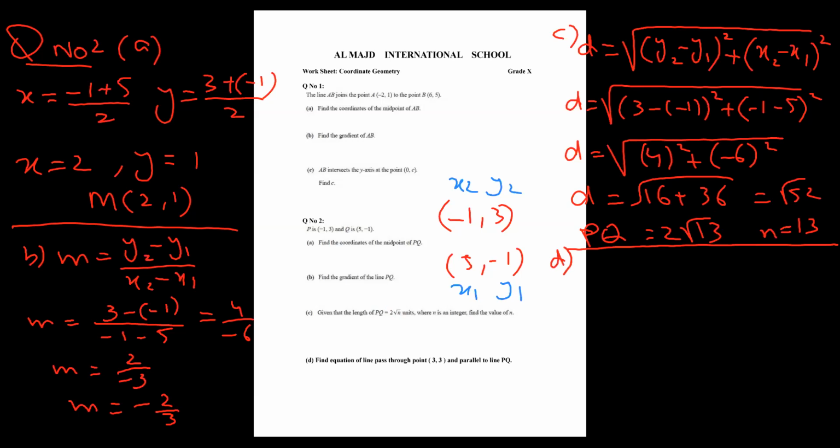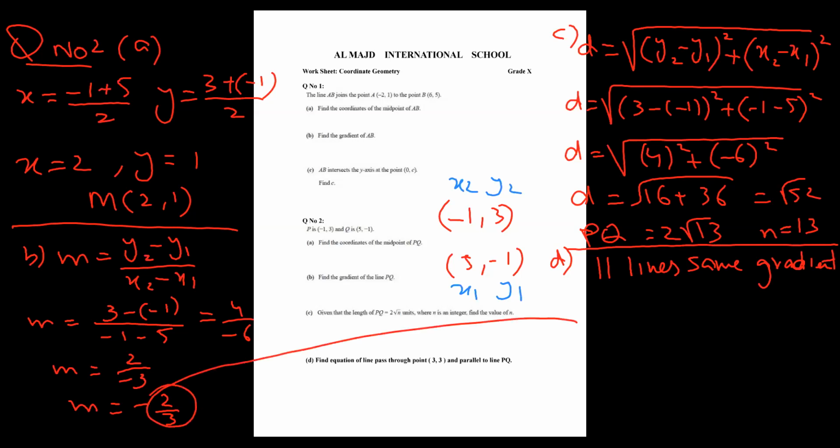Let's talk about the D part. The D part is asking to find the equation of the line that passes through (3, 3) and is parallel to the PQ line. You know, whenever there are parallel lines, like these two lines representing parallel lines, they have the same gradient. So what is m here? Minus 2 by 3. I use the same here. But I am bound to use this one, this point (3, 3).